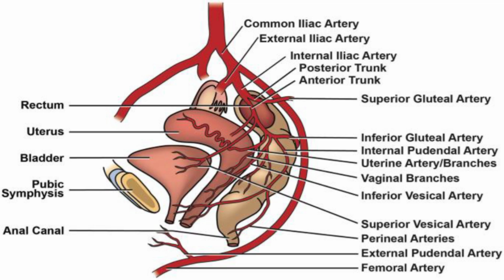This picture is showing the blood supply of the female urethra. As you can clearly see that internal pudendal artery gives branches, vaginal arteries also give branches to the female urethra.